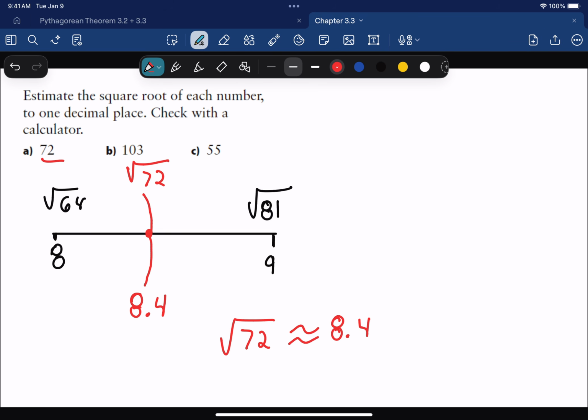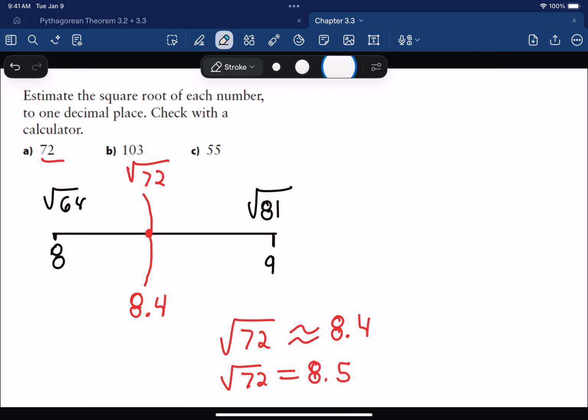approximately 8.4, and then we can say it is actually 8.5. Okay, so what we did is we just estimated where 72 would be and we checked with the calculator. Okay, let's do the other two here.